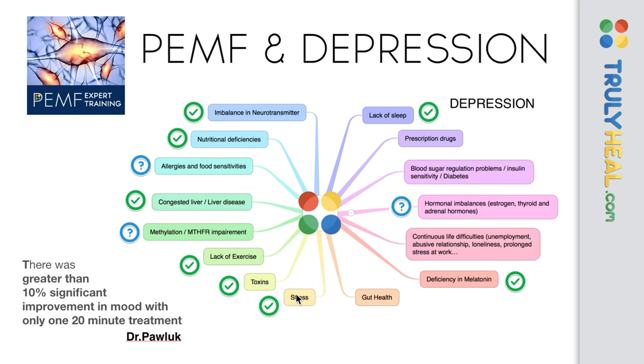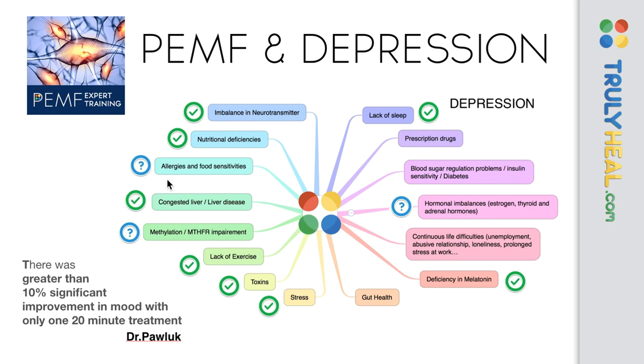So toxins. Then we have stress. Stress usually changes your gut milieu, makes you acidic, activates a lot of the neurotransmitters, so that can be a big problem. Then you have gut health. We spoke about that. Deficiencies in melatonin, which means hormone problems. And all of that is part of depression. So it's not just one cause. There are many things that play together to create that.